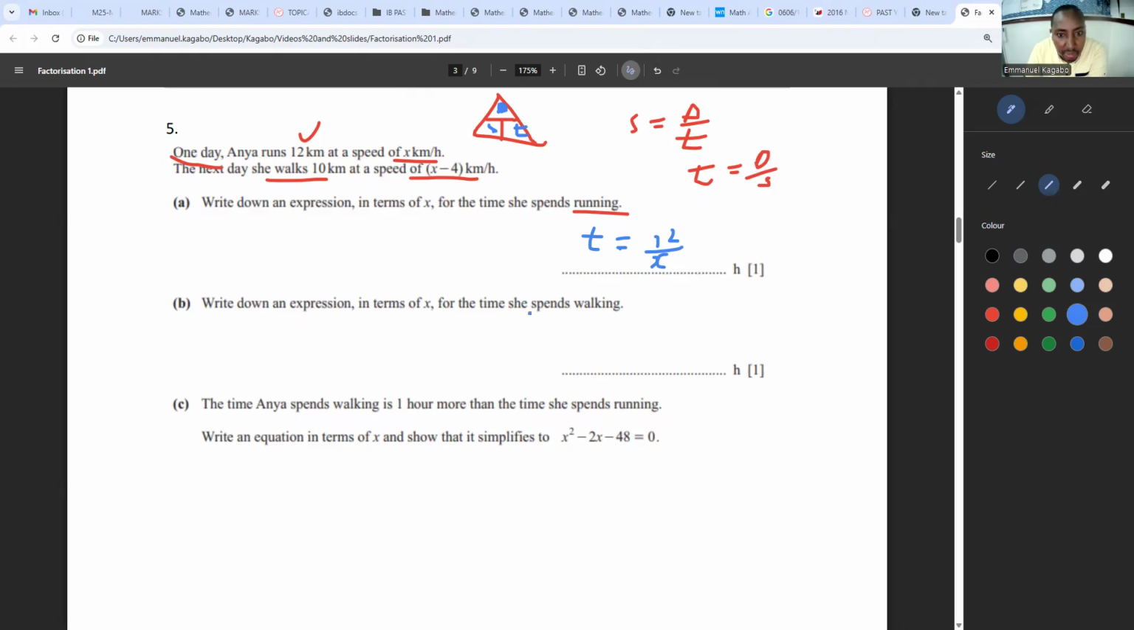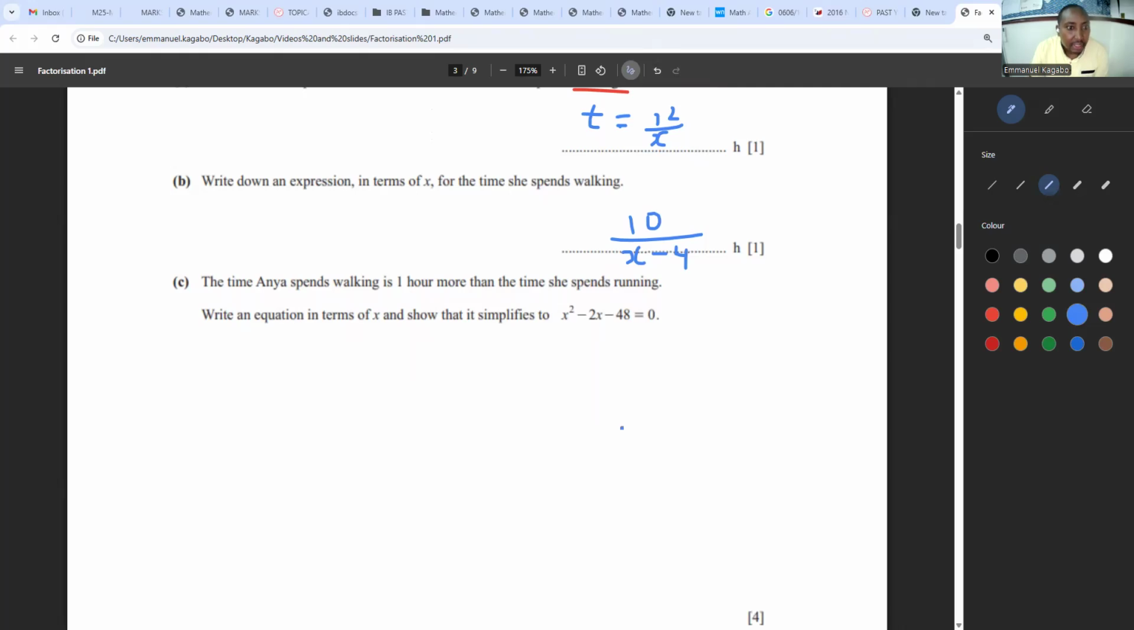So write down an expression in terms of x for the time she spends walking. Okay, that's the second day. So again, the distance covered is 10 over x minus 4. Okay, very good. Now that's where we are. The time she spends walking is 1 hour more than the time she spends running, right? This is the time, let me call it time 1, and here I call it time 2.